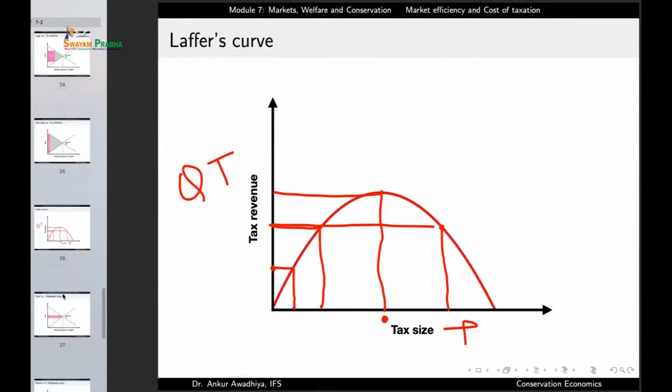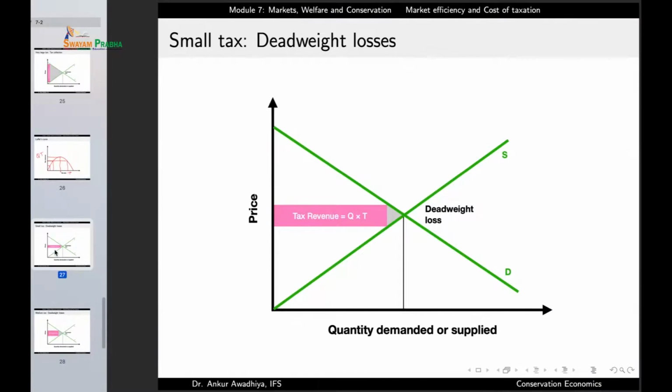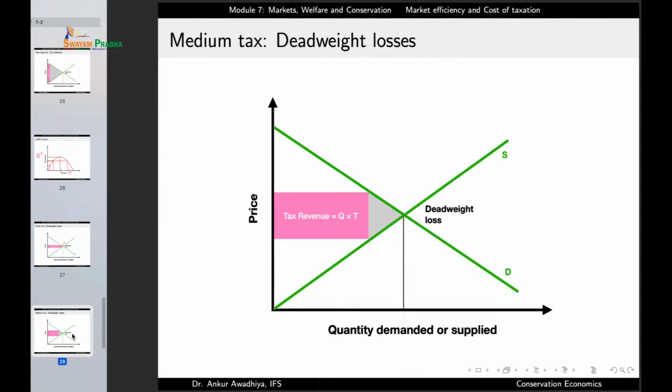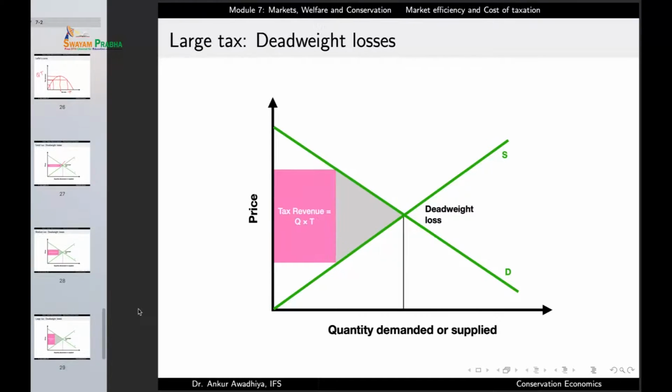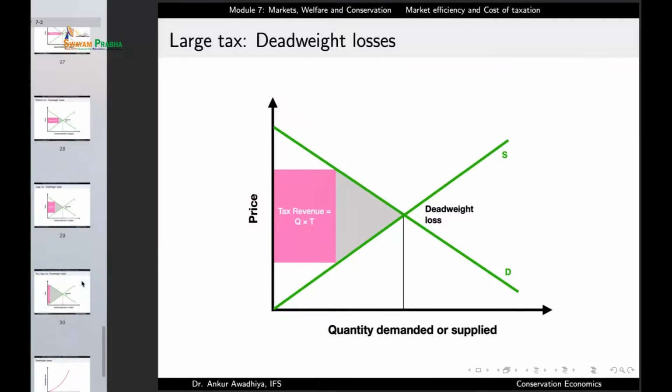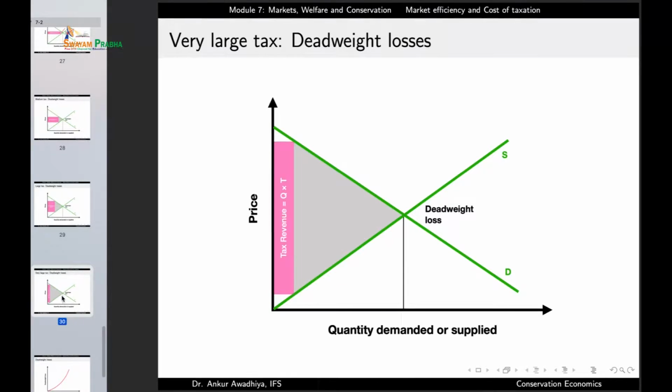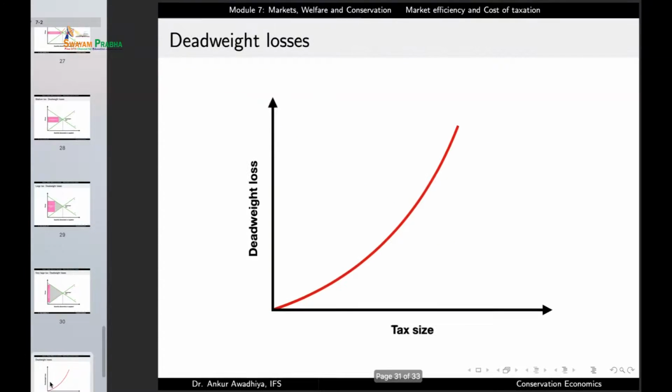But another thing also happens at the same time. Now, if you concentrate on the deadweight losses, when the T value is very small, then the deadweight loss is given by the area of this triangle in gray color. So for a very small amount of T, this area is small. When T increases, the area of the gray colored triangle increases. So the deadweight losses increase. When T increases even further, the deadweight losses increase even more. And for a very large amount of T, the deadweight loss is even greater. So what is happening is that when T increases, the deadweight losses go on increasing.